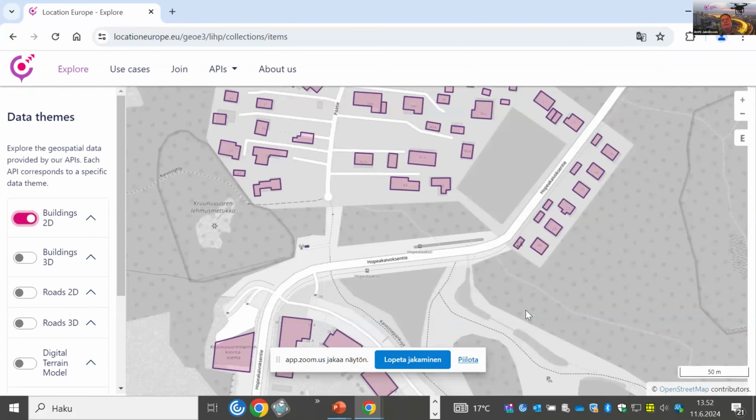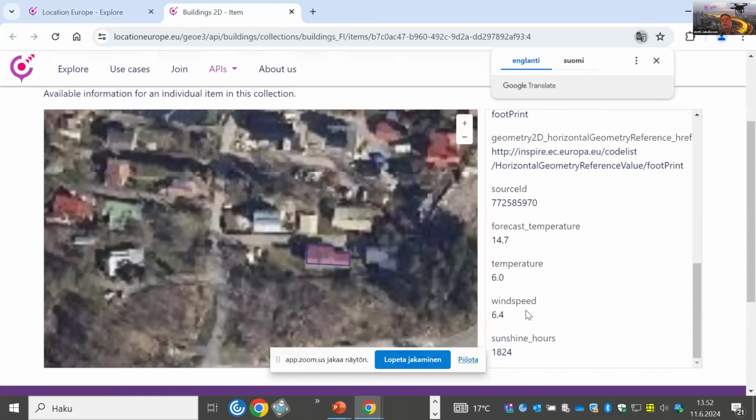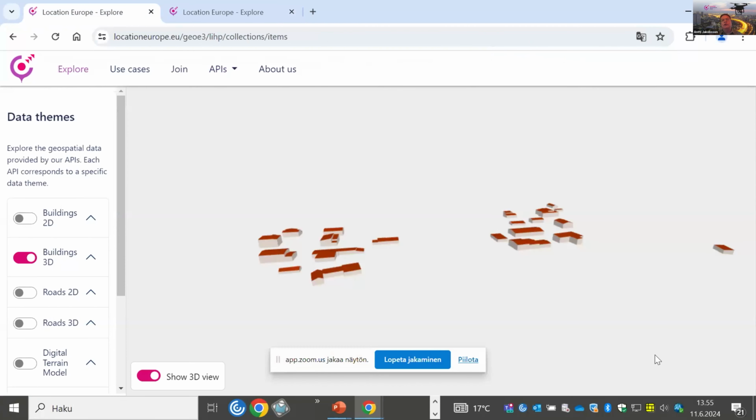And when we zoom in, we start to see the national assets and national buildings, and when you click one, you can also see that we have linked certain climate attributes to a building, like forecast temperature, wind speed, and sunshine hours. These are related to the use cases that we have been working on, for example, solar energy potential and also the energy efficiency of the buildings. And finally, you can change your view to show a 3D view.